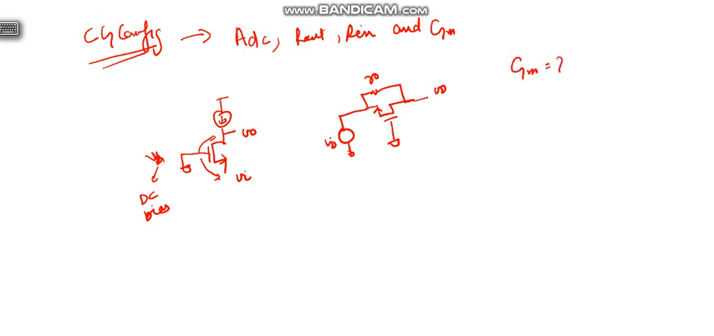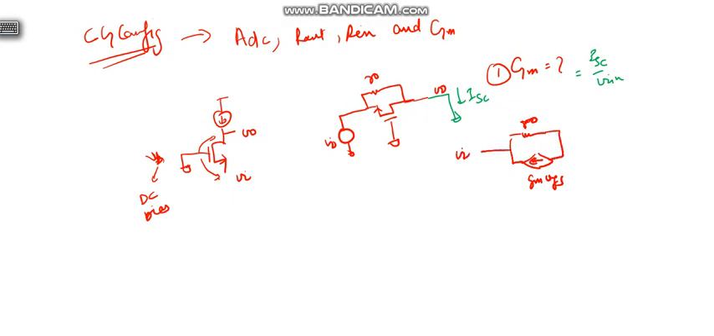Now let's first find out the transconductance GM of the circuit. Again we will ground the output and find ISC upon V in. Now we will draw the small signal model. So this is RO and the small signal GM VGS. This is VI, this is the gate, this is the source, the gate is ground, and ISC is the current here. Now VGS is minus VI.